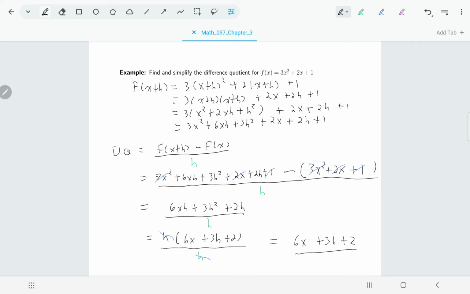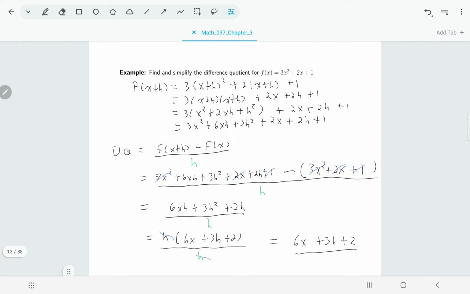So again, the idea for getting your difference quotient, we start off with first figure out what f of x plus h is. Take a minute there to simplify that. Then for your difference quotient, the f of x plus h that you just found, minus your original function f of x, all divided by h. Then we just do some sort of algebra to simplify, and then at some point we'll be able to cancel our h.